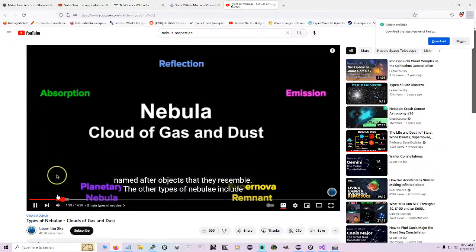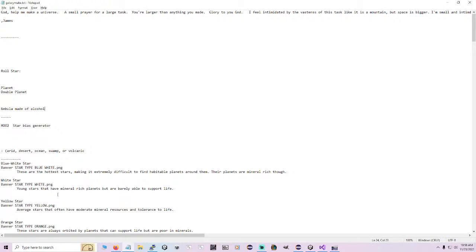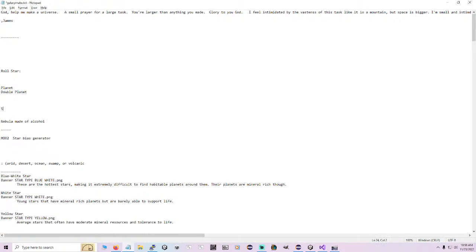The other types of nebulae include planetary nebulae and supernova remnants. The shape of these nebulae are typically spherical in structure. And let's take a look at what these different types of nebulae look like.